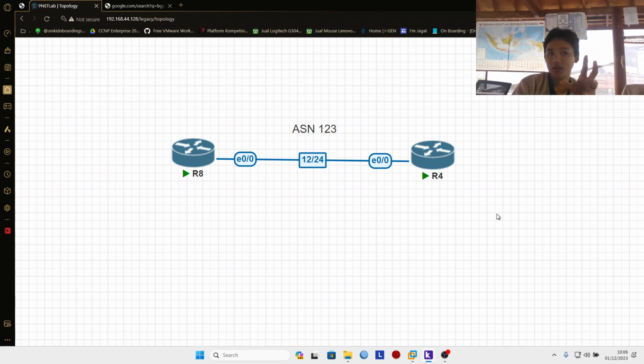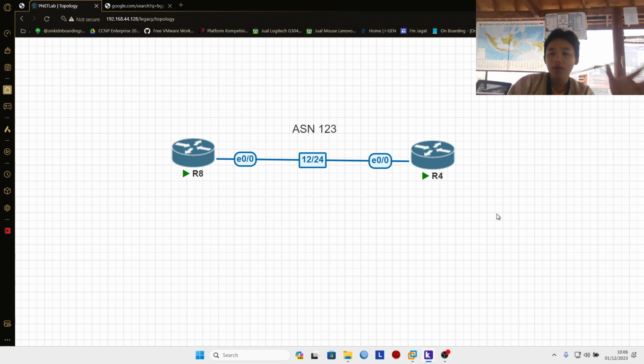First, let's read about CCNP. CCNP is Cisco Certified Network Professional. It's a level above CCNA. If you want to follow this course, make sure that you already understand CCNA. Okay, back to the material. Now I want to share some material with you about BGP.